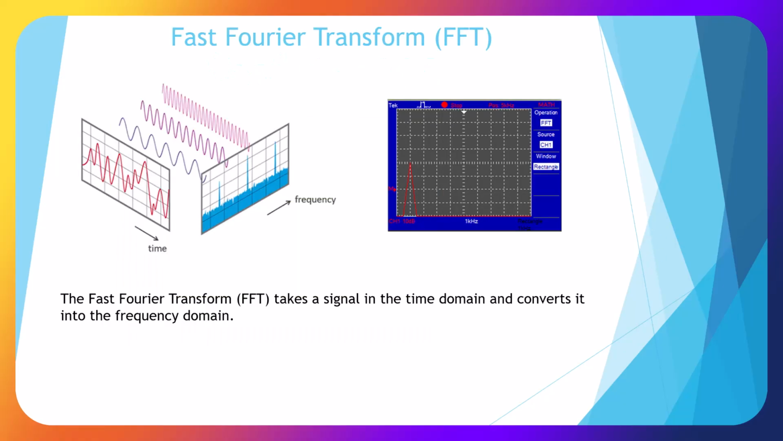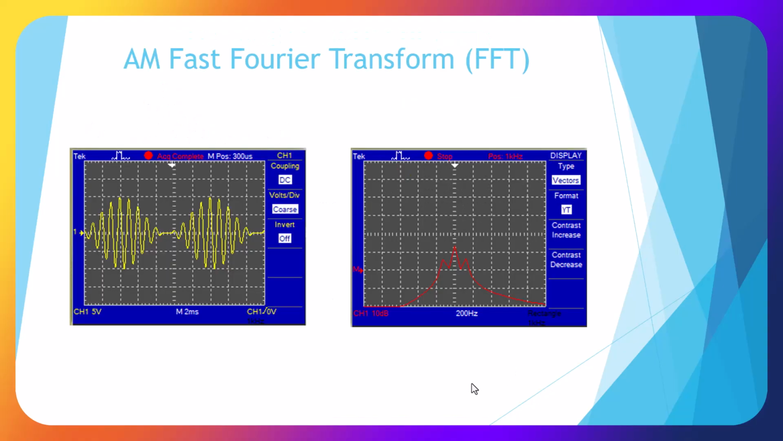Our oscilloscopes also have a fast Fourier transform, FFT, where we take the signal in the time domain and we convert it to a frequency domain. And here is a plot of that. Here's a fast Fourier transform of an AM signal. So here we show it in the time versus amplitude, and here we have frequency versus amplitude, and you can see the main frequency and our 2 side bands.